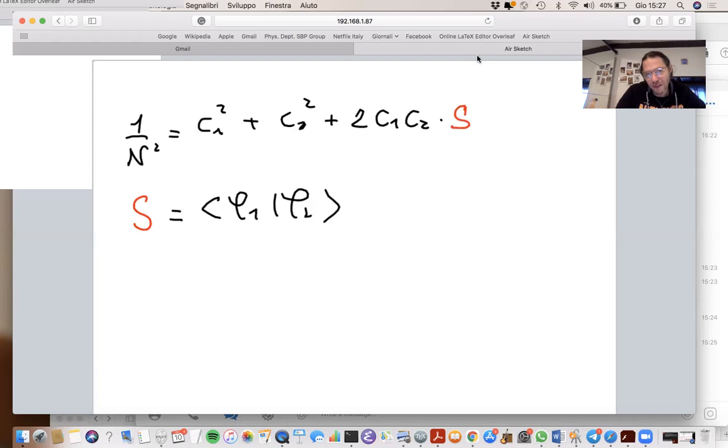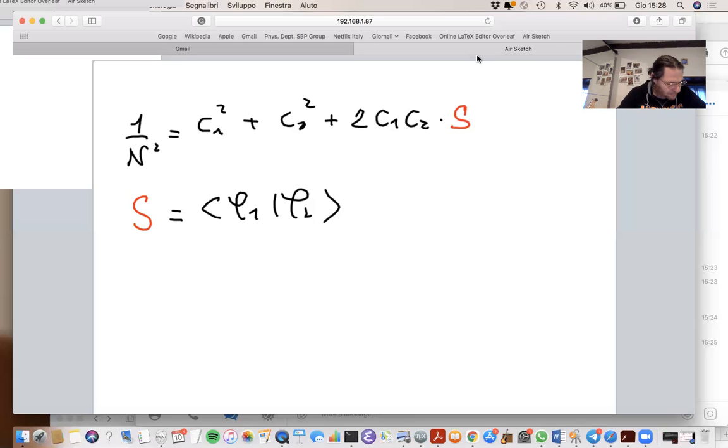Again, assuming the orbitals are real, I don't have to worry about S being complex. If the orbitals are not real, then in principle I have to worry about complex, and then all I have to do is to write explicitly C1, C2 star, phi 1, phi 2, and then the other one will be phi 2, phi 1, and so you'll get S and S complex conjugate. But let's not worry about complex conjugation here. Again, you can assume safely that the orbitals are all real.